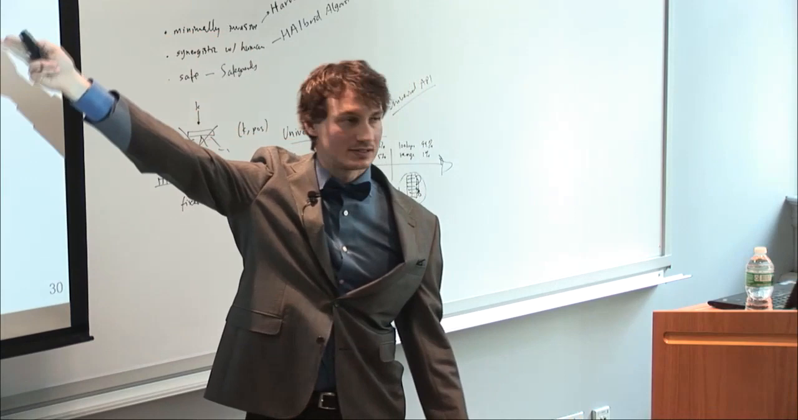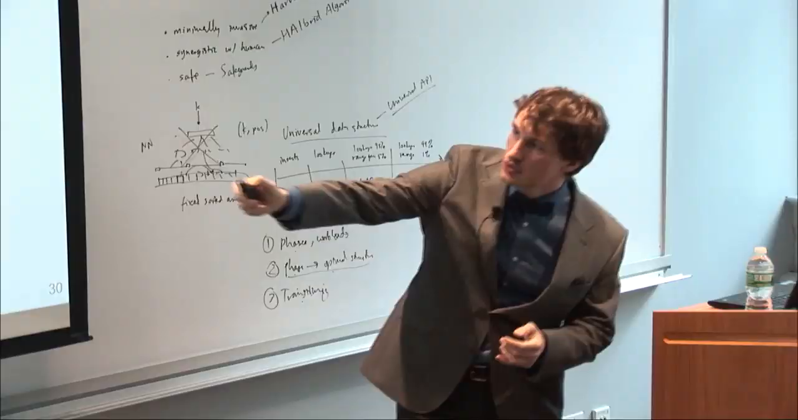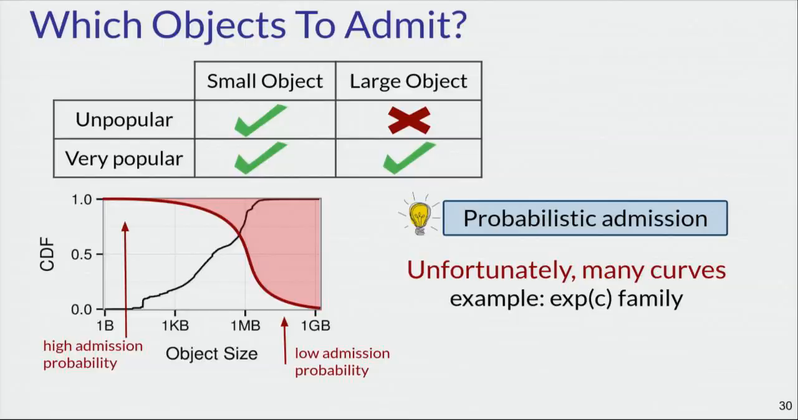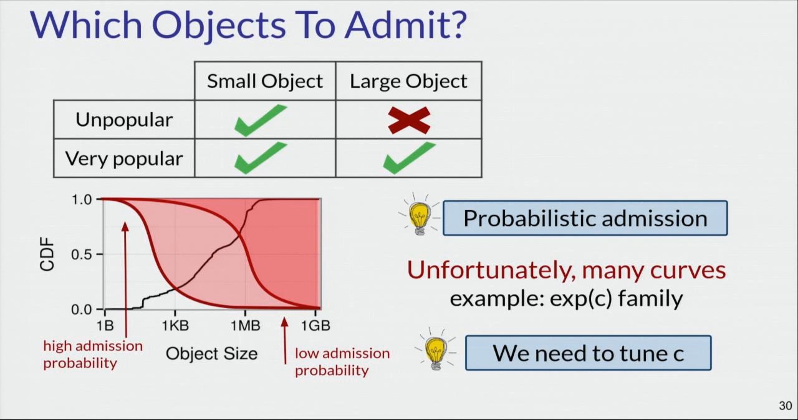Now, unfortunately, that curve that I've been showing here, which curve would you really use there? So I'm showing here a curve from the exponential family, which has a parameter called c. And here's another curve from that family. Which of these curves should you really choose? Now, this is really why AdaptSize is about adapting, because we need to tune this parameter c. Okay? So how would we do this?